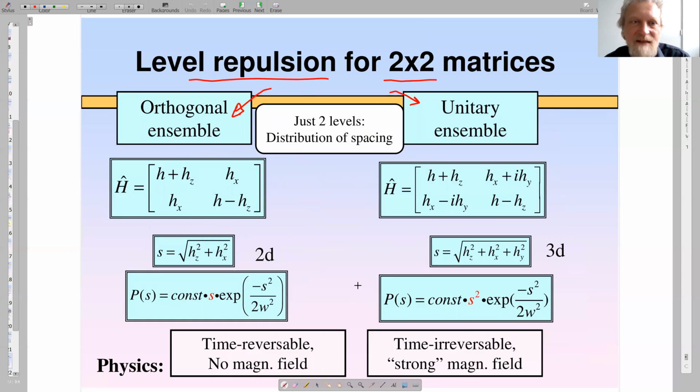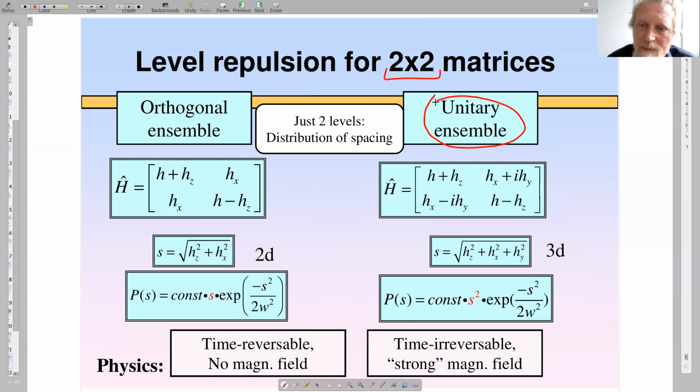Let me say something simple about the origin of this level repulsion, which seems to come out of the blue. I just told you that levels repel each other, and you kind of believed me. Well, there are all reasons to believe me, but let's get some intuition for this. And to this end, let me just consider very simple matrices. Let us just consider 2 by 2 matrices. And we will be talking about two types of these matrices. All right, first, the unitary ensemble. Well, in this case, it's just an arbitrary Hermitian matrix.